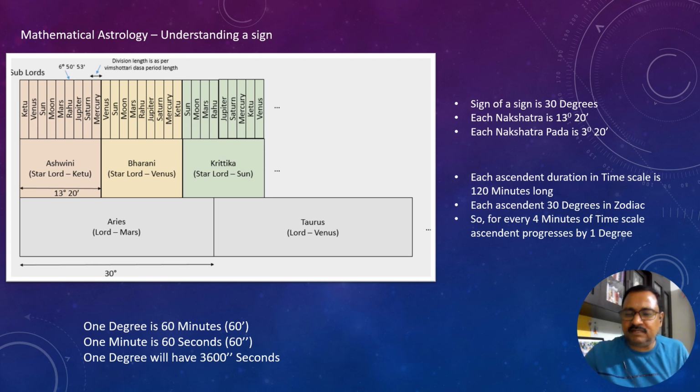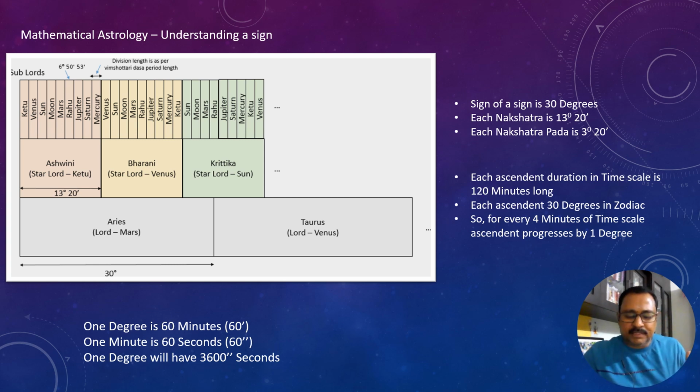So each ascendant, as I told before, is about 30 degrees. That means that for every 4 minutes of time, 1 degree of the ascendant will be rising in the horizon, right? So let us assume that sunrise is happening at 6 a.m. in the morning, and from 6 a.m. to 8 a.m. one specific sign will be rising. That's going to be the ascendant for the native born at the time. Then for every 4 minutes, 1 degree of the ascendant will be changing. So I think that's a very critical element that we need to understand.